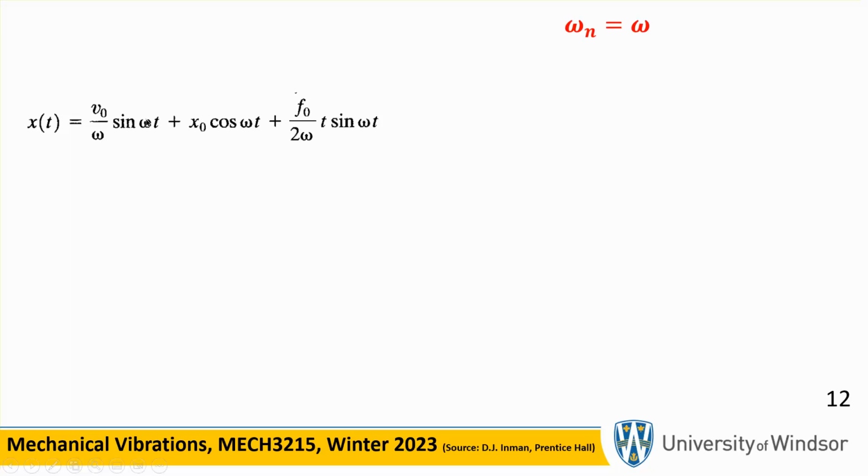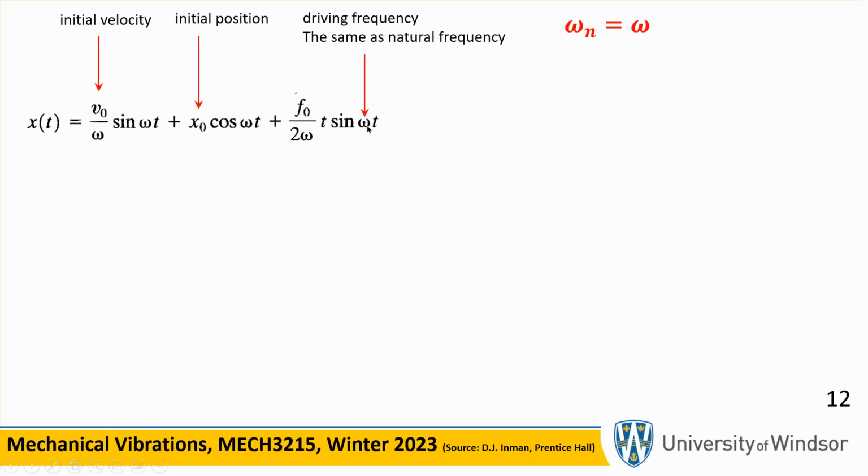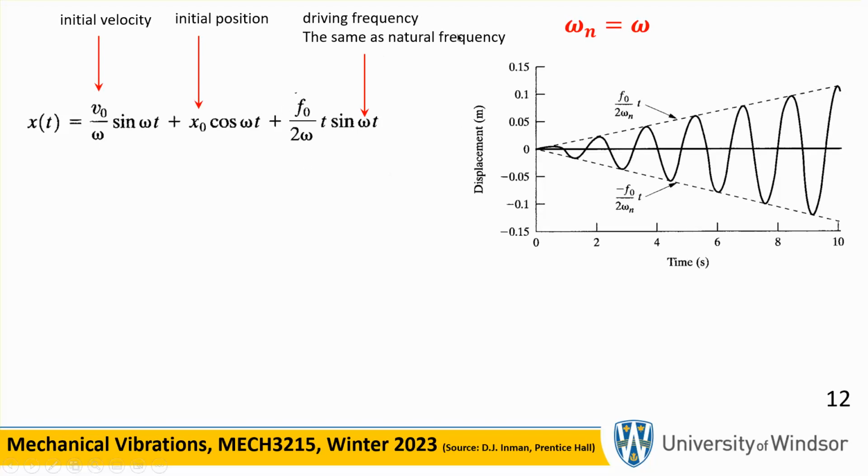And you'll notice that there is no distinction between omega n, because it kind of disappeared, because, look, omega is omega n. This is the initial velocity, initial position, and this is the driving frequency. And as I said, needless to say, omega n is the same as the driving frequency. And if you plotted this, you get something like that. In other words, the amplitude of the oscillation actually grows bigger and bigger and bigger. And this is what we call resonance.